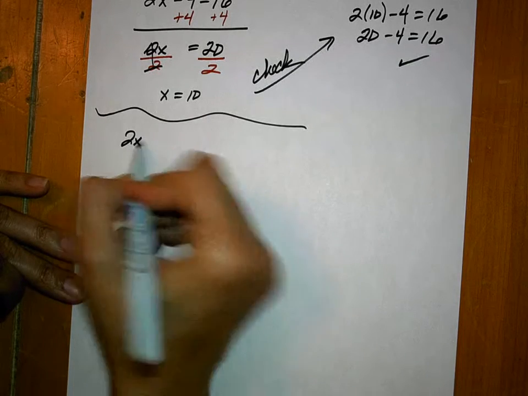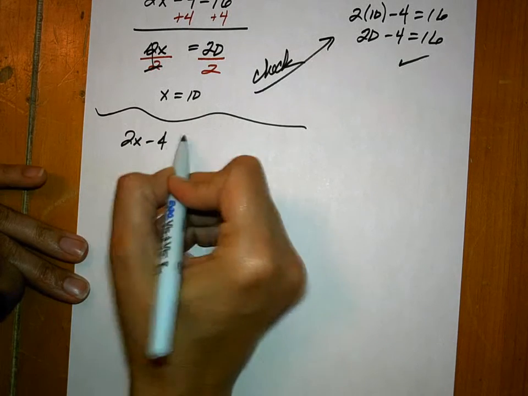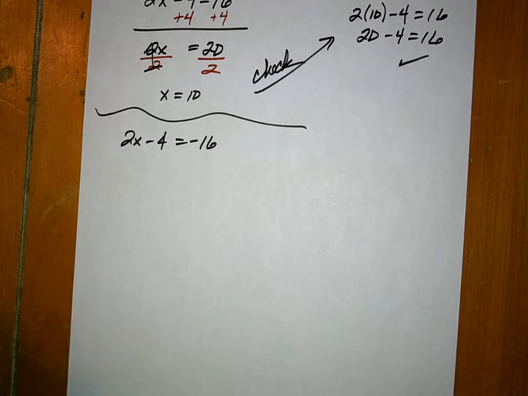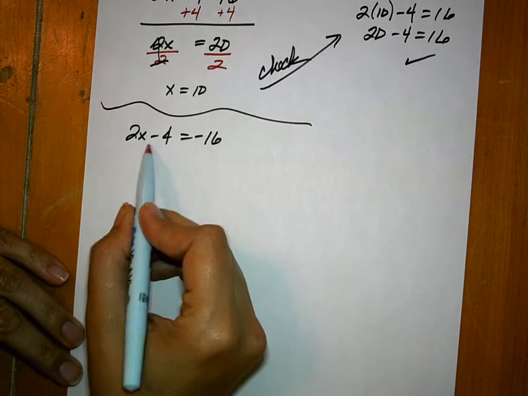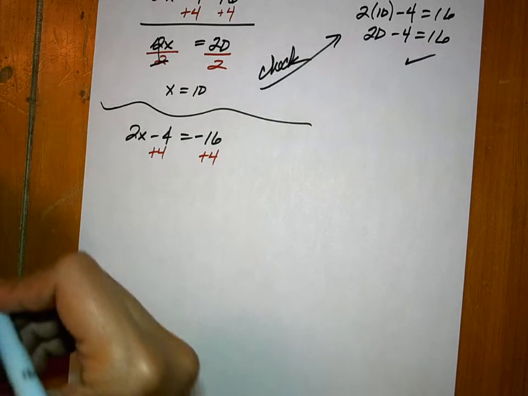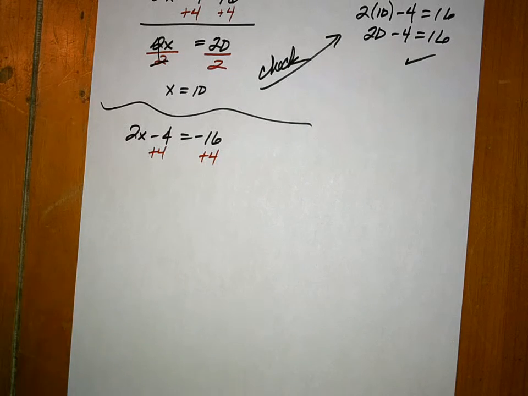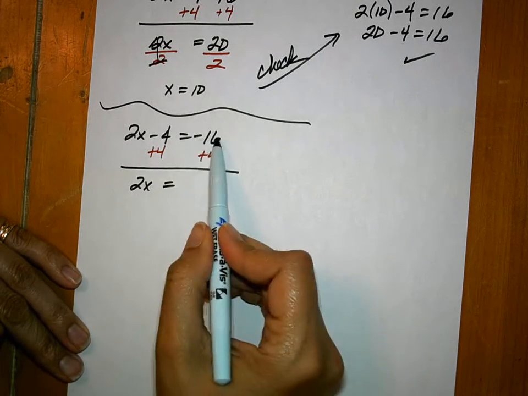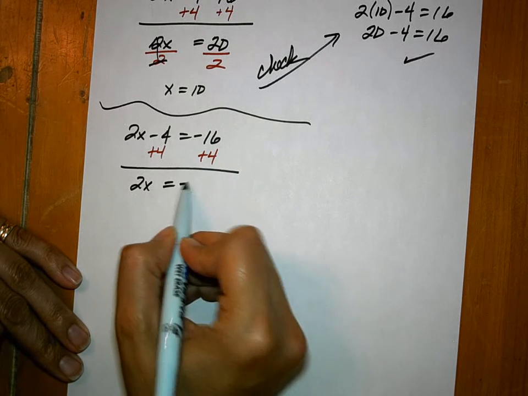We've got 2x minus 4 equals -16. If you want to test yourself, pause the video right now and try and solve it on your own. Okay. We see -4, so we're going to add 4 to both sides. Being very careful not to make mistakes with integers. And we have 2x is equal to -16 plus 4, which is -12.